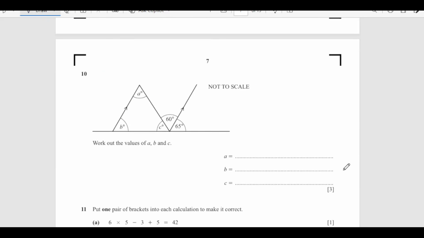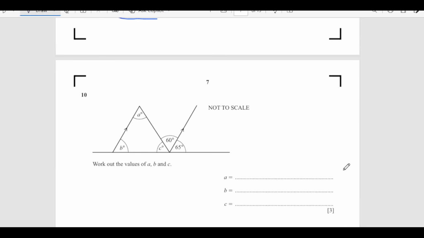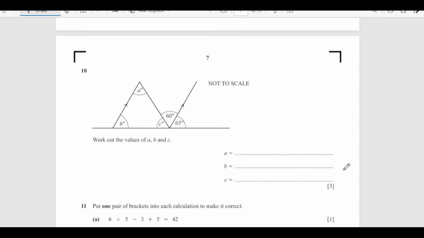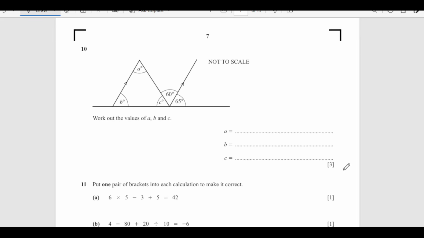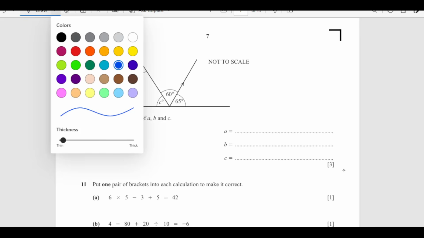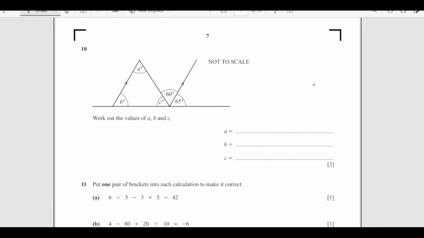Now number 10, we have here: work out the values of A, B and C. As you can see, we have these arrows here. Do you see these arrows? These arrows mean these two lines are parallel, right? Whenever we have parallel lines, we can use the angle properties to find the angles. Work out the values of A, B and C.